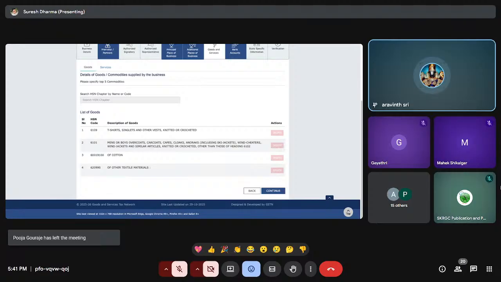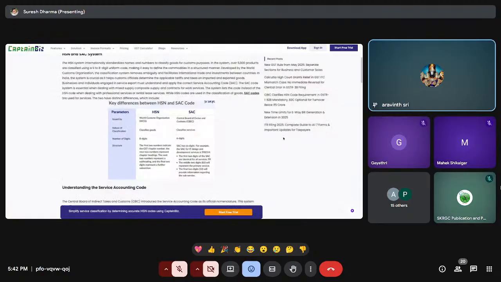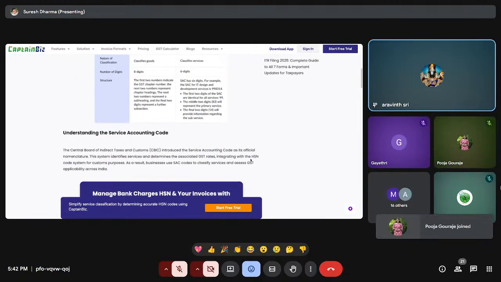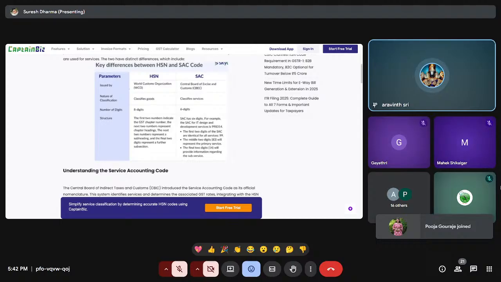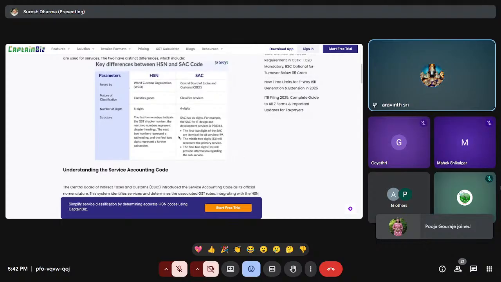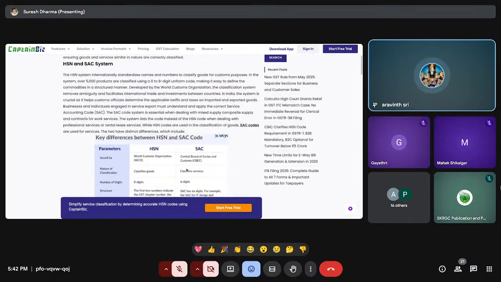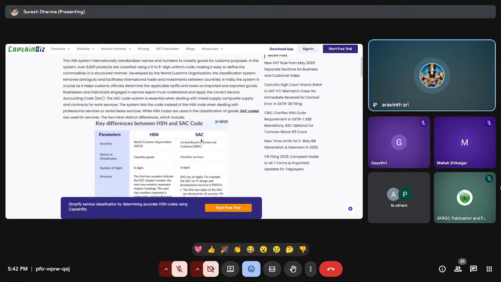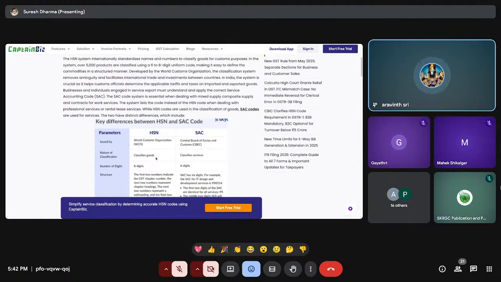So here I share something. Here we clearly see what is the HSN and SAC. SAC means service accounting code. HSN is used like in exports of goods and services. In customs, we have the SAC code. Like foreign customers who purchase our material, they have the SAC code. HSN means classified goods. Okay.